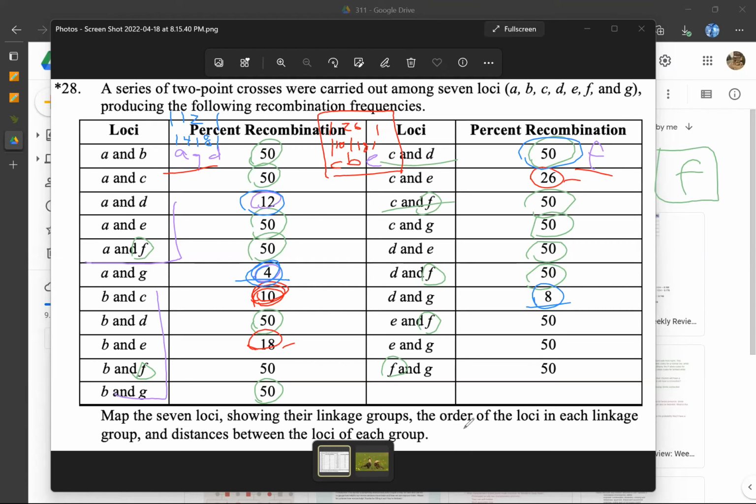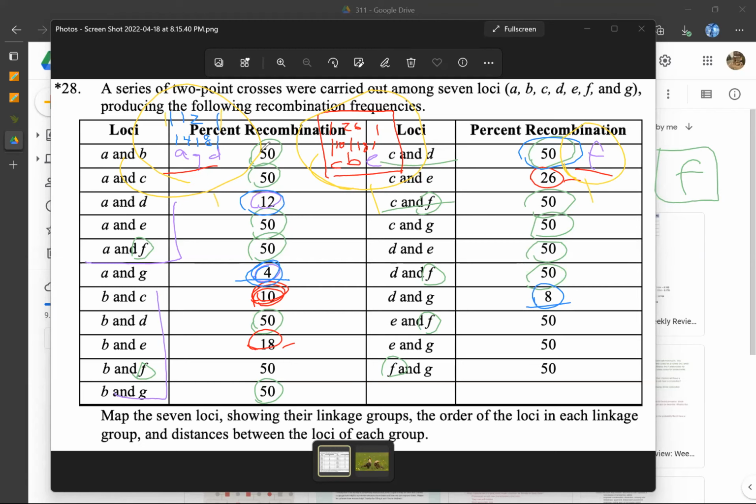King is the best. Okay, but yes, we have this linkage group here, and we know the distances between the genes in this group, and we have the linkage group here and a linkage group here. F is all by its lonesome. So to answer the question, map the 7 loci, show their linkage groups 1, 2, and 3. The order of the loci in each group, we did that. And the distances between the loci of each group.